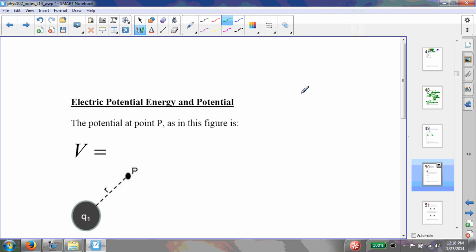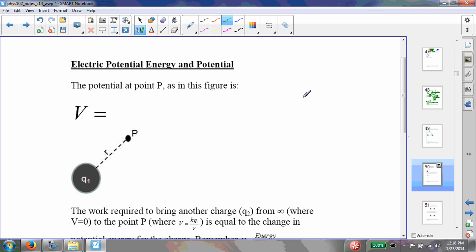All right, electric potential energy is very similar to our calculations for the potential. As we said before, the potential at point P due to this charge Q1 is going to be KQ1 over R, and that's how we find the potential.